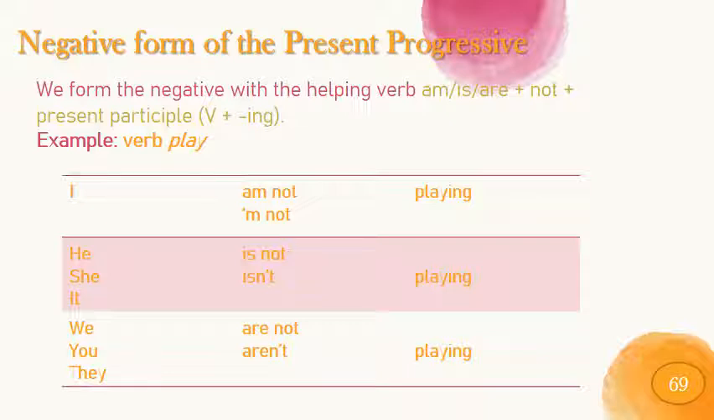Example, the verb playing. What can I say in the negative? I am not playing. He is not playing. She isn't playing. It isn't playing. So you can say he is not or he isn't. We are not playing. You're not playing or you aren't playing. They aren't playing, for example. So this is how we form the negative. We just add not between the helping verb and the main verb.